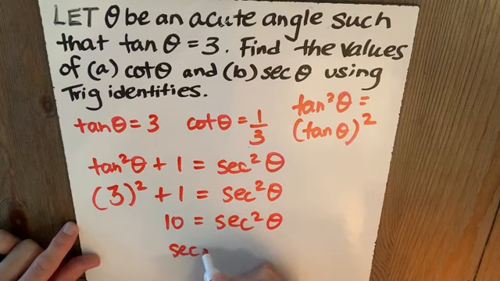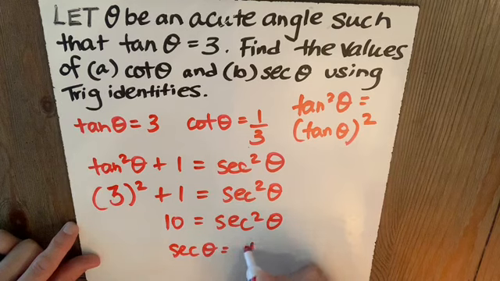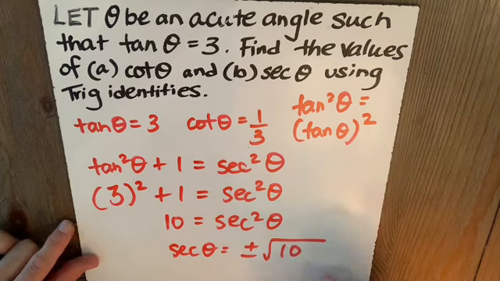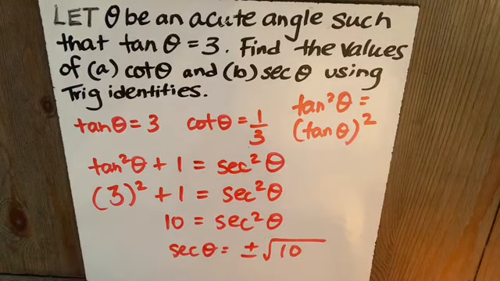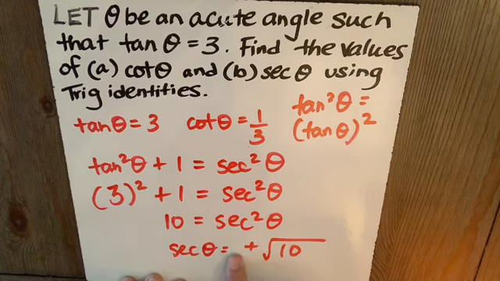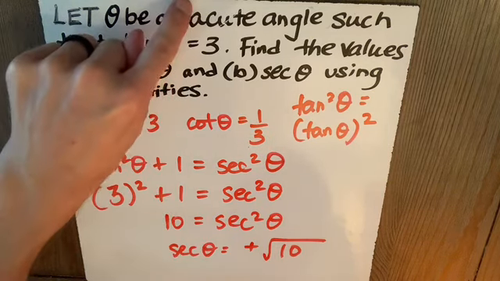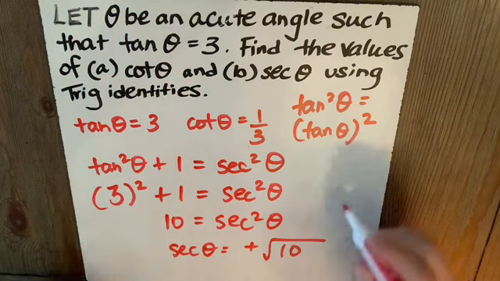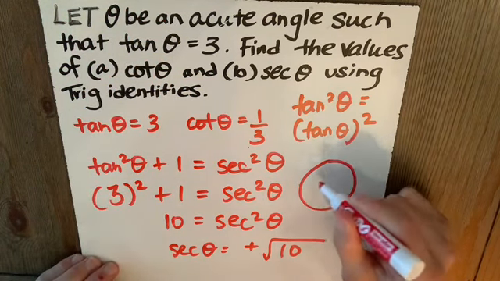So secant theta is equal to plus or minus the square root of 10, of which we're only going to consider the principal or positive root now. Later, we'll talk about which quadrant this angle is in. It didn't tell us, so let's just assume this acute angle is in quadrant 1.